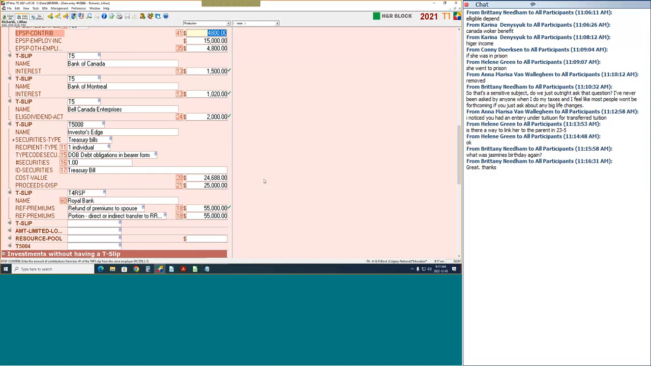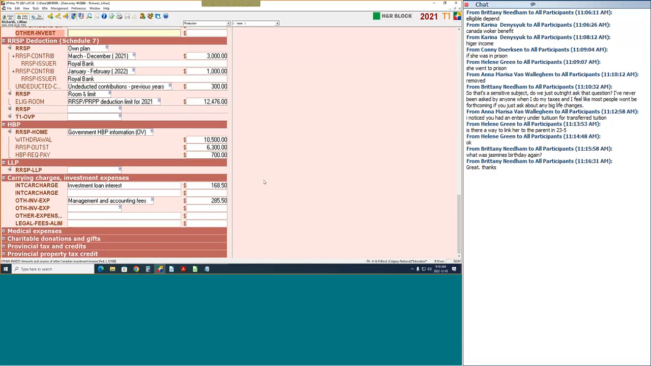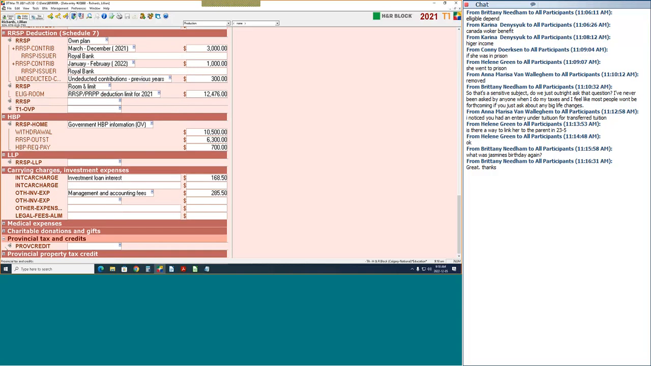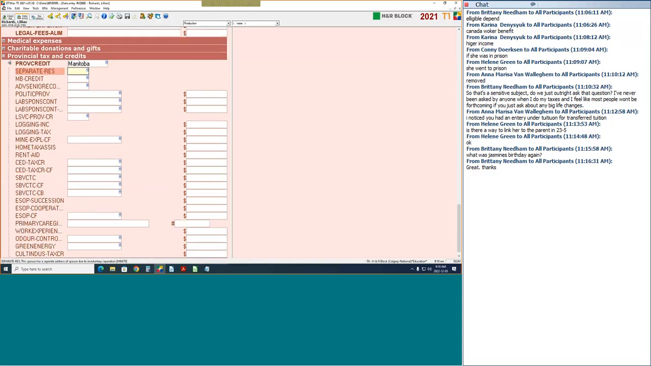What I want you to remember, generally speaking, and this is true most of the time, but in Manitoba, unfortunately not all of the time, is that if we're looking for something province-specific, we're going to go down to the very bottom, where it says provincial tax and credits. I'd like you to go there first. It's going to ask you for the province, and we can only pick Manitoba because we've chosen to make them a resident of Manitoba. It's going to open up a very large section that I'm going to spend a lot of time in today.